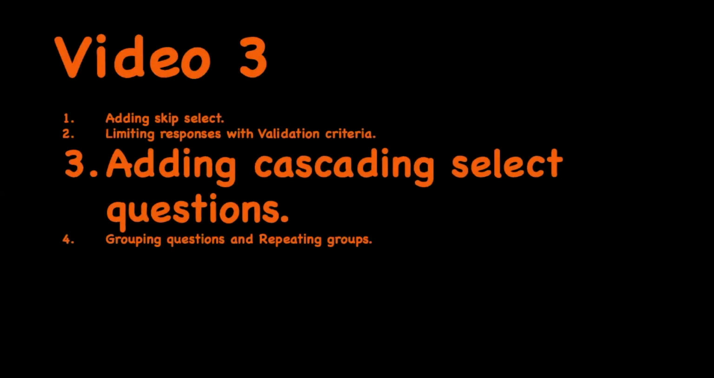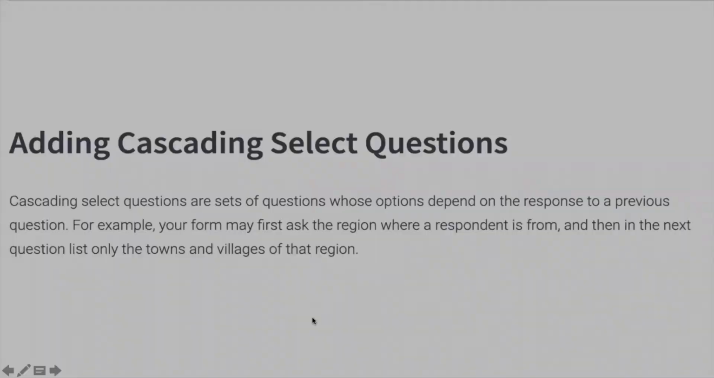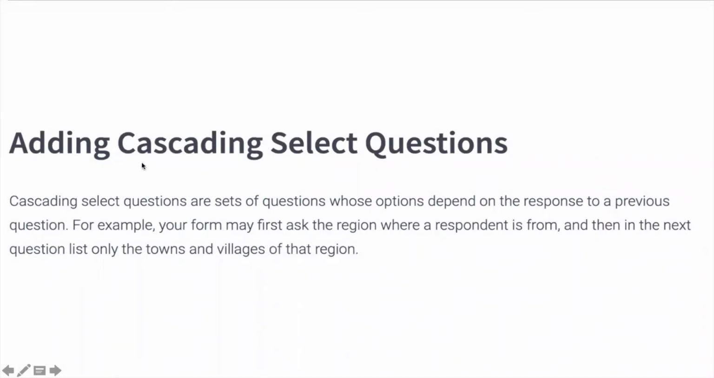Adding cascading select questions. In which case would you need to use cascading select questions? This is usually used when you ask the person filling in the survey to pick a region where they live, for example. And after picking that region, you will have a question that lists certain towns or villages inside this region. So it depends on the choice of the person, then you will have the list. So the list is a function of the choice of the region.